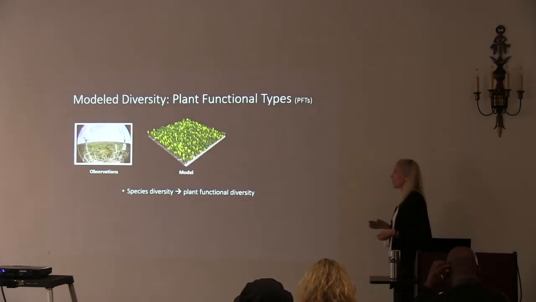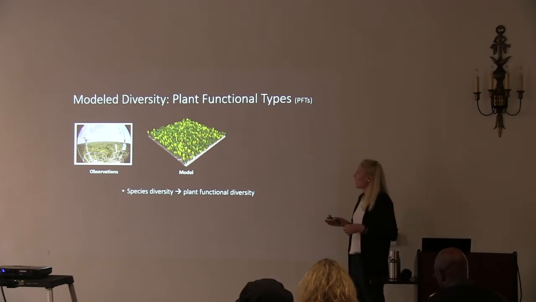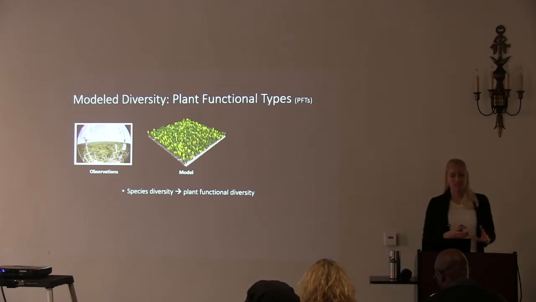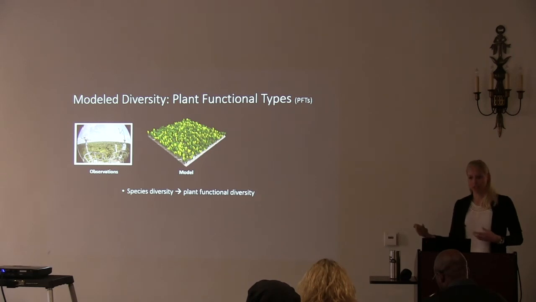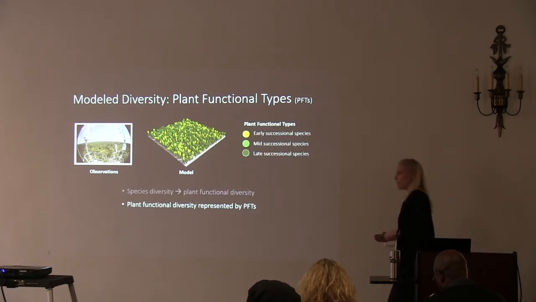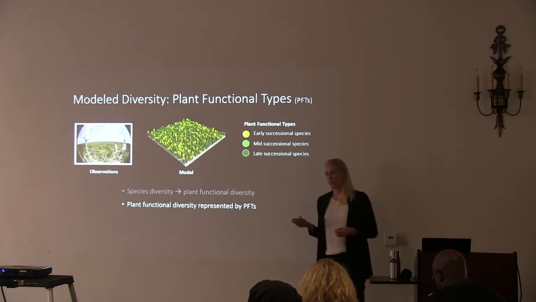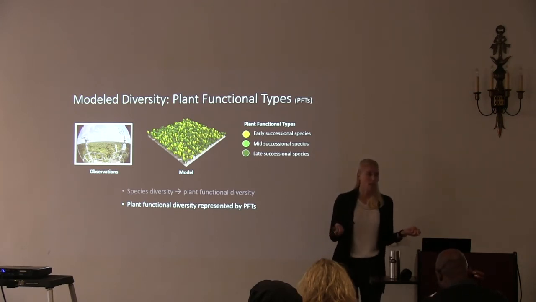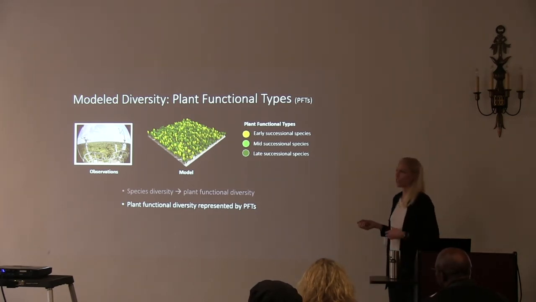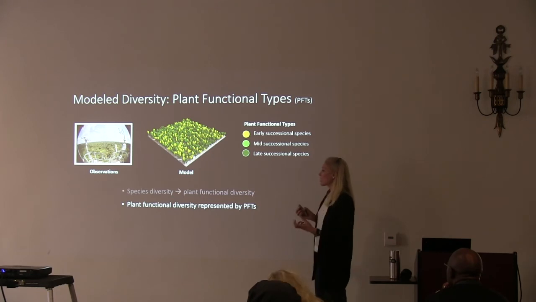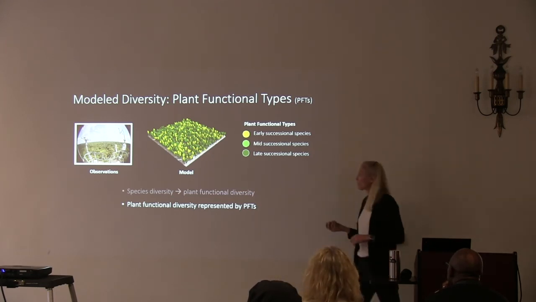So one of the things I want to talk about before diving in is how we think about diversity in these models. We think about species diversity in the model world in terms of plant functional diversity. And the way we implement that in the models is through discrete plant functional types. You can think of a plant functional type as being an evergreen tree or a deciduous tree. So all species that are evergreen get lumped into that category, and all species that are deciduous get lumped into that category. In the tropics, we think about plant functional types along a successional gradient from early, mid, and late successional species, which is a bit of a difficult thing to actually define.